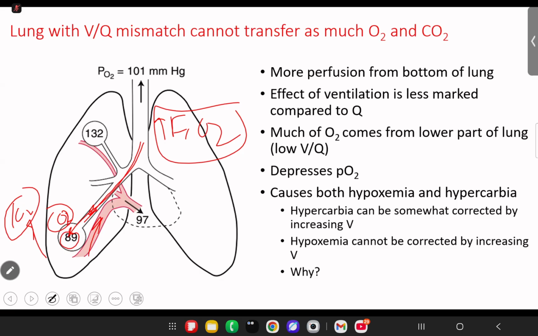So VQ mismatch can be improved with oxygen, hypoventilation can be improved, diffusion, all these causes can be improved with oxygen, although it will take some time in the VQ mismatch because you need to ventilate and make sure that you replenish all the bottom part with oxygen. It will take a few minutes, so maybe half an hour, something like that. But it ultimately achieves high FiO2. If you give 100% oxygen, you achieve a certain amount of high PaO2 with the VQ mismatch.